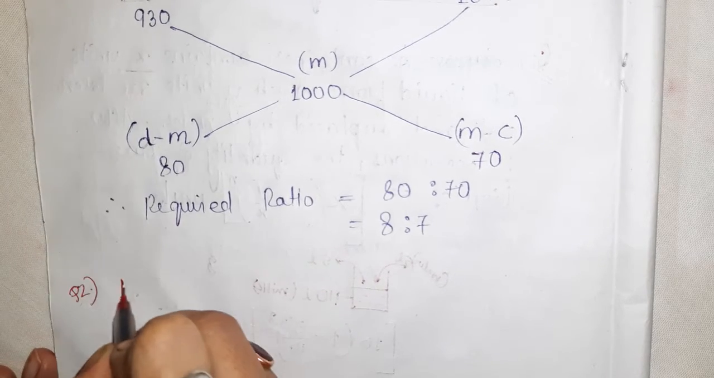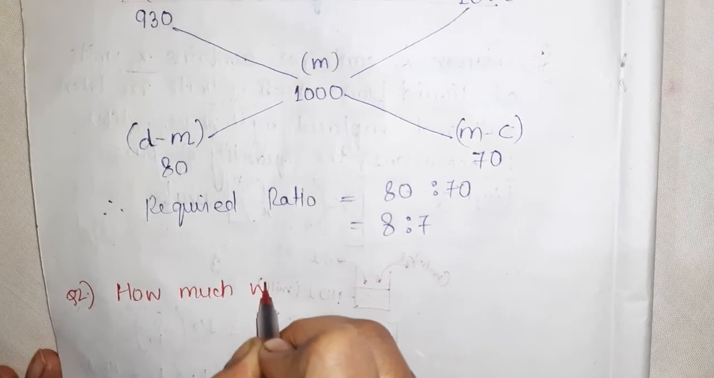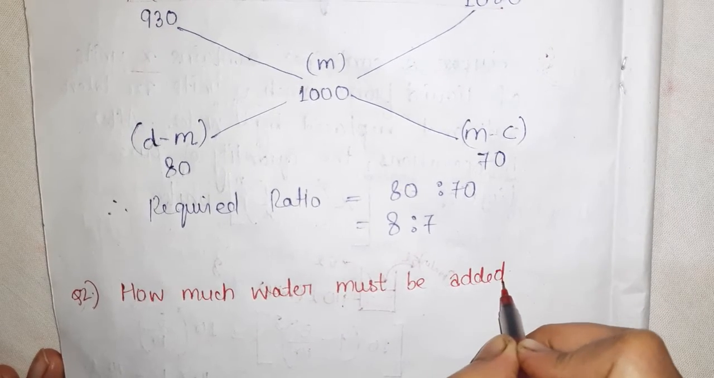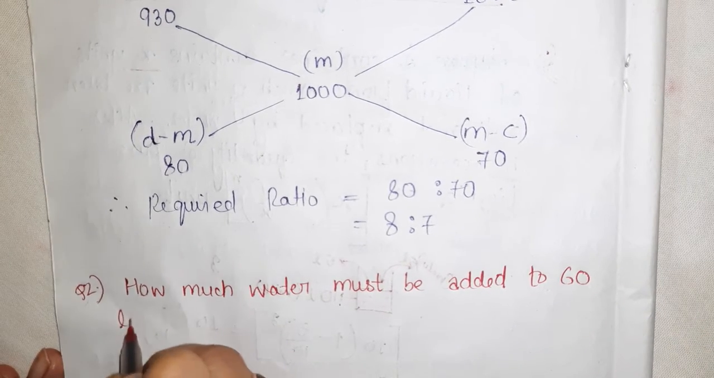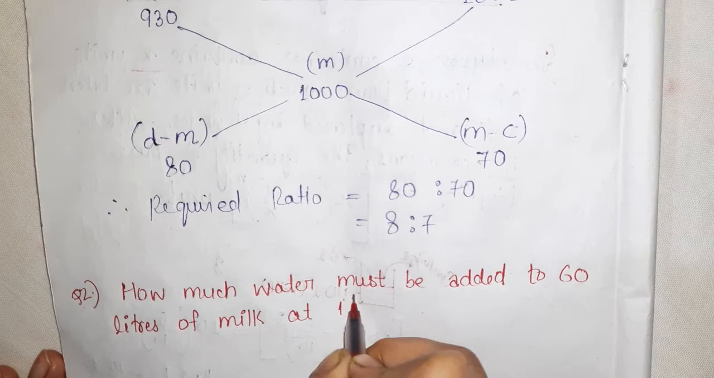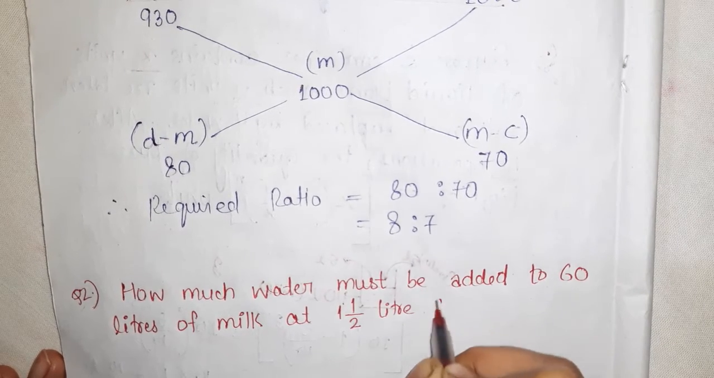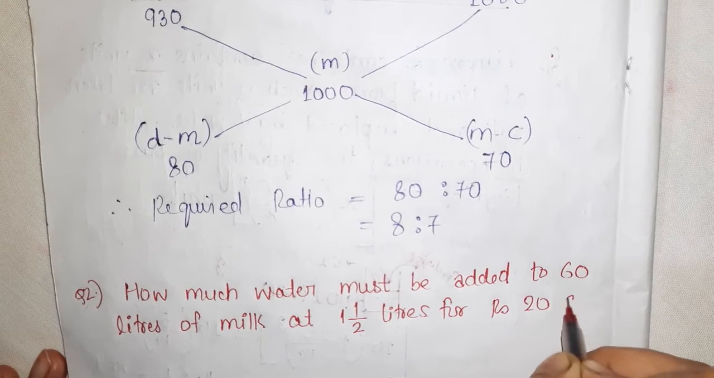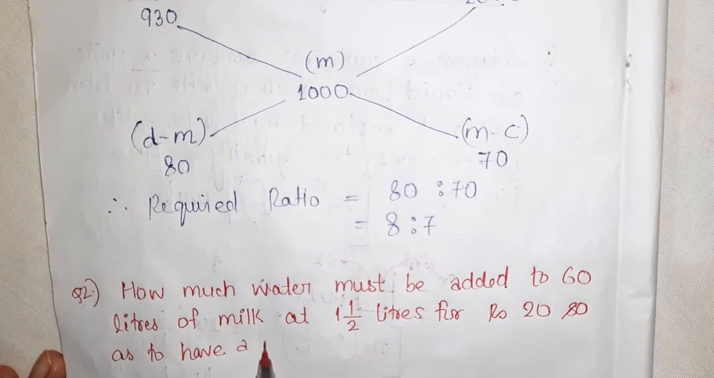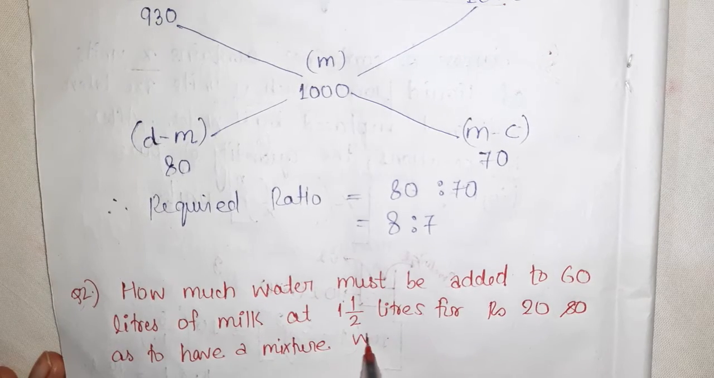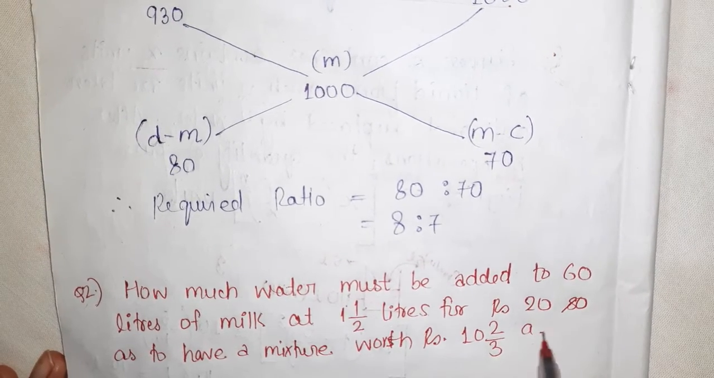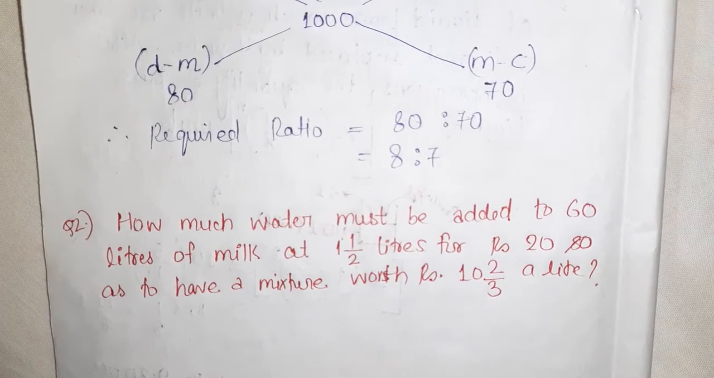How much water must be added to 60 liters of milk at 1.5 liters for rupees 20, so as to have a mixture worth rupees 10 2/3 a liter. Okay, so here the question is a little bit different.